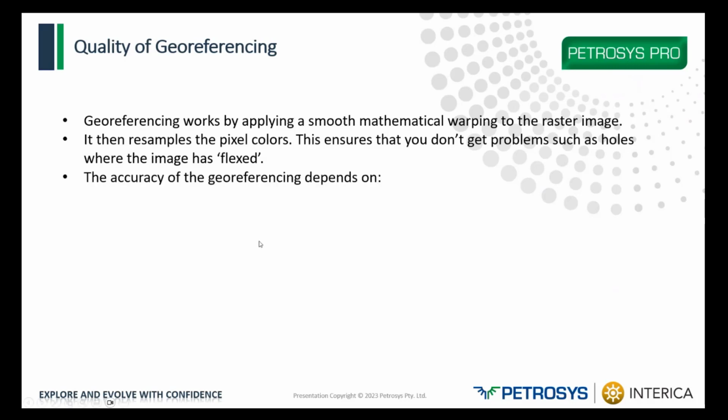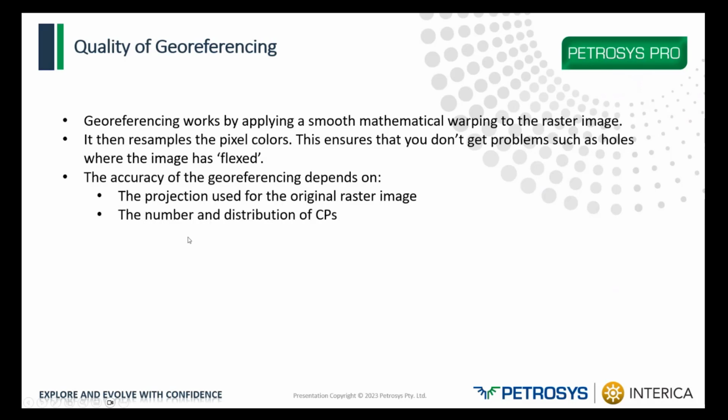So the accuracy of the georeferenced image depends on the projection used for the original raster image. So we want to try and use the same CRS, the same projection, whether that's geographic or rectangular. The number and distribution of control points, or CPs: we want to make sure that we use the minimum number to give us the best result.